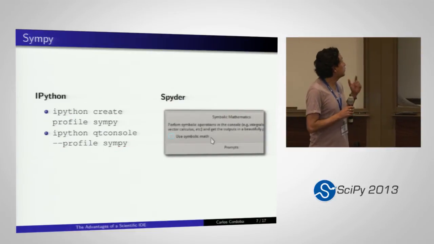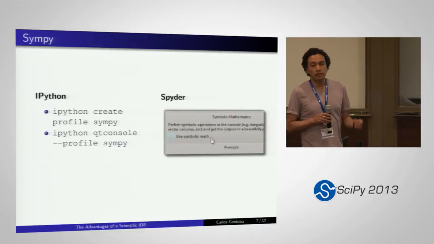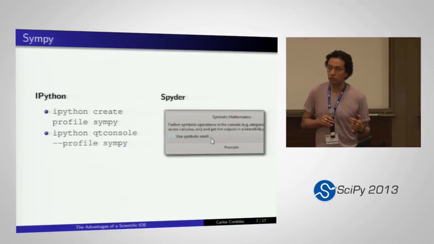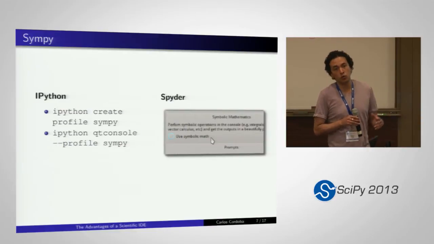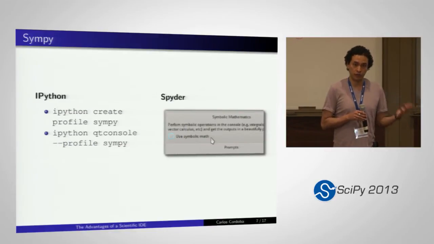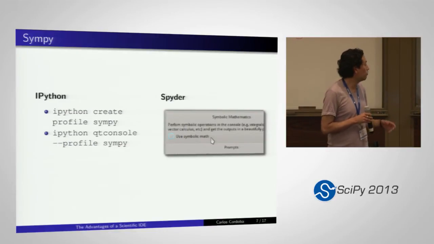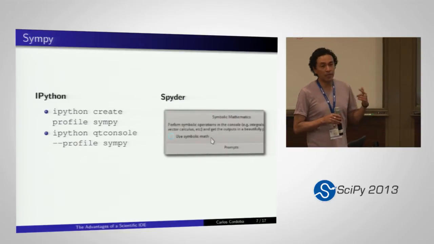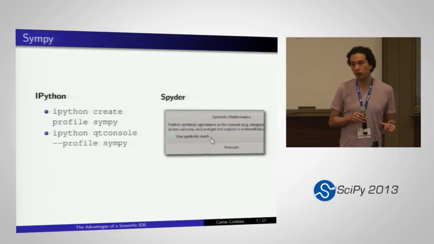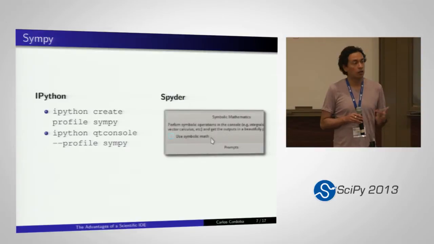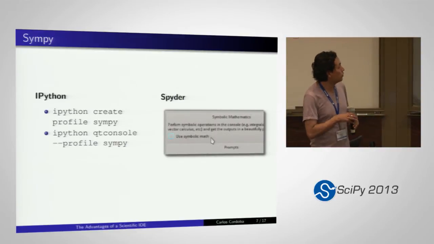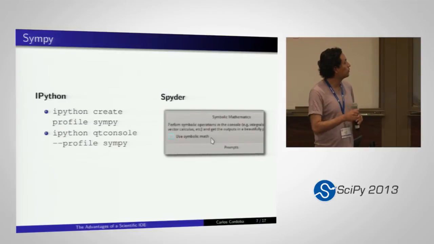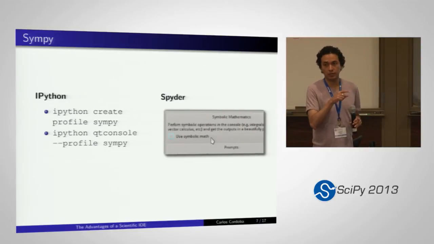The other thing that we've been working on is making SymPy easier to use. Because right now, one of the ways to use SymPy is to create a profile called sympy. Maybe many people don't know about it. And besides, you have to start the Qt console or the notebook with that profile. Whereas in Spyder, the user just needs to select an option called Use Symbolic Math, as can be seen in the graph.